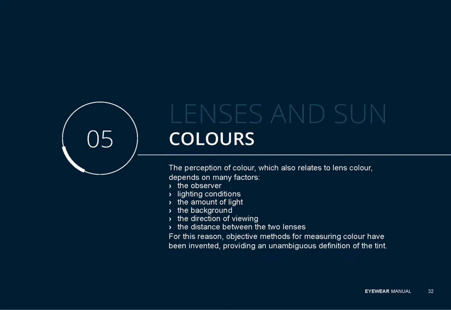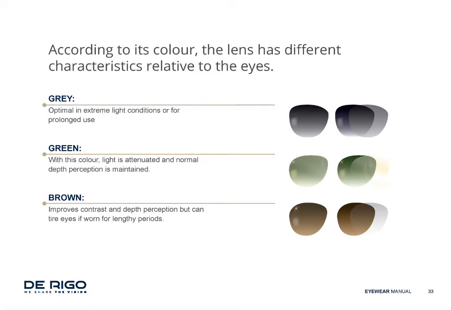Colors. The perception of color, which also relates to lens color, depends on many factors: the observer, lighting conditions, the amount of light, the background, the direction of viewing, and the distance between the two lenses. For this reason, objective methods for measuring color have been invented, providing an unambiguous definition of the lens. According to its color, the lens has different characteristics relative to the eyes.